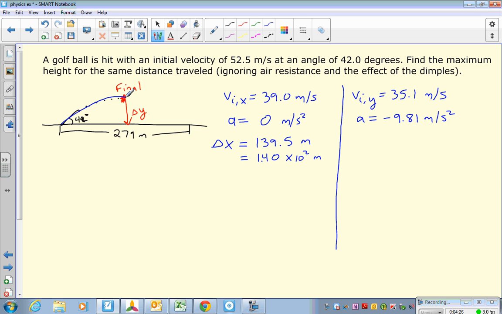Well, to go from a positive velocity to a negative velocity, what's in the middle of a positive and negative? The answer is 0. So that means that at the highest point, that final velocity at the highest point, is going to be 0 meters per second.